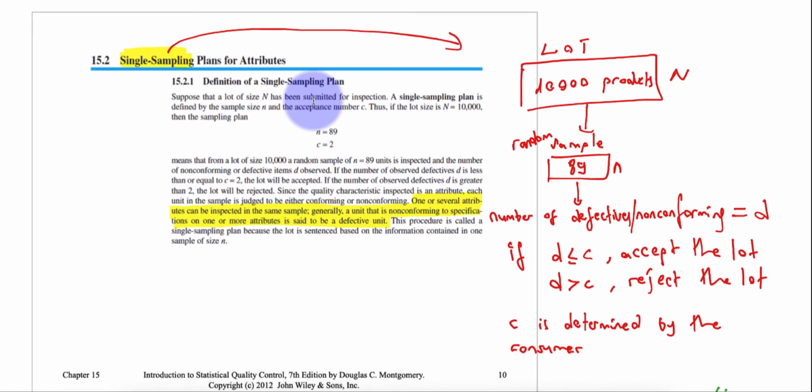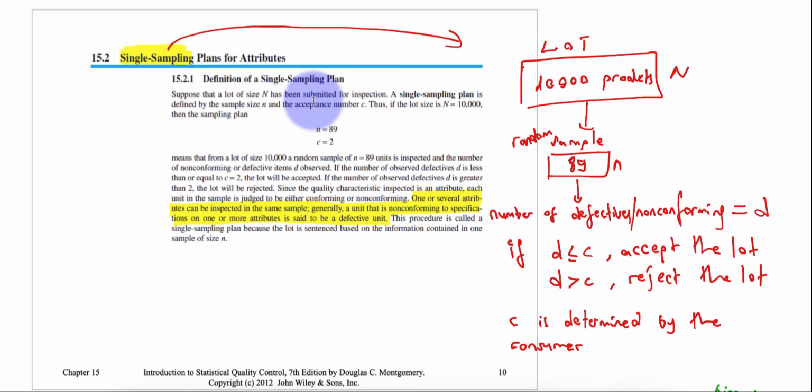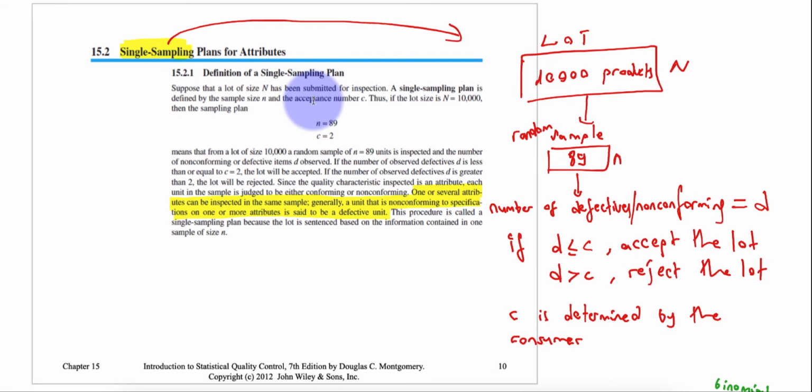Firstly, let's talk about the single sampling plans. Among the plans we have, double sampling, multiple sampling, etc. Let's talk about the single sampling. In single sampling, we are going to take just one sample from the lot.